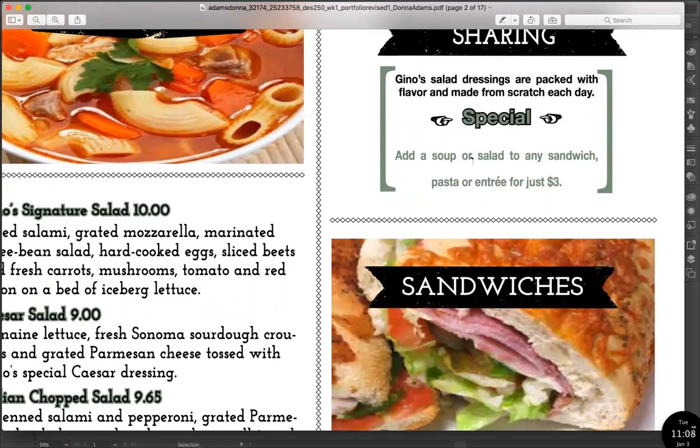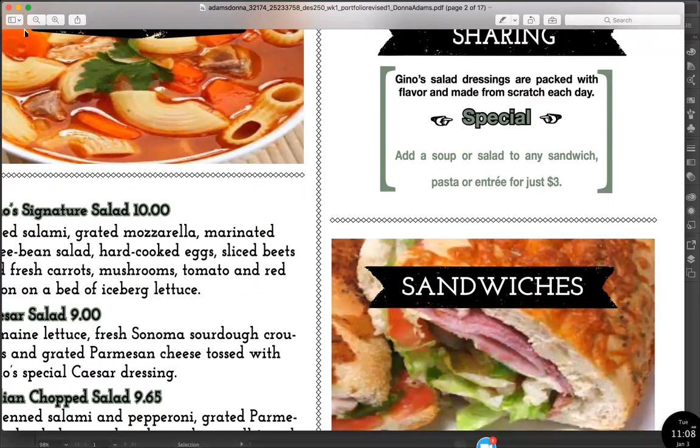And then here, we're going to want to reduce the leading on this line. So we've got add a super salad to any sandwich, pasta or entree for just $3. So that's all one sentence. So again, using the rule of proximity, we want to make sure that this is close together. Like, you've got these two lines really close together because they're one sentence. We want to do the same to that. So you could reduce that, and then you could just bring the whole thing down a little bit, since that would create some extra space down there at the bottom.